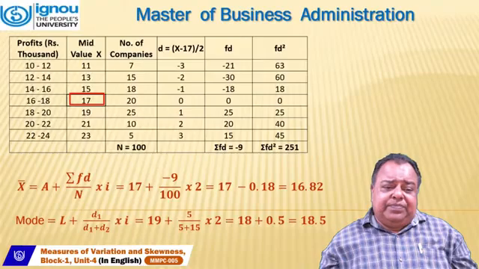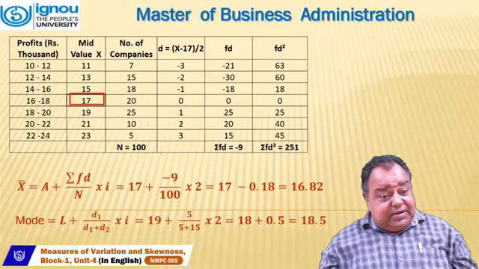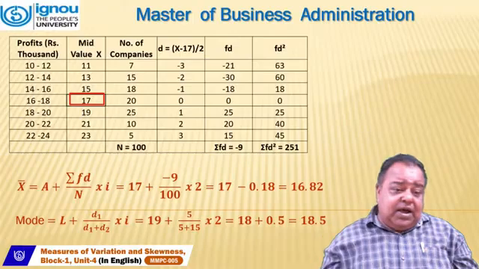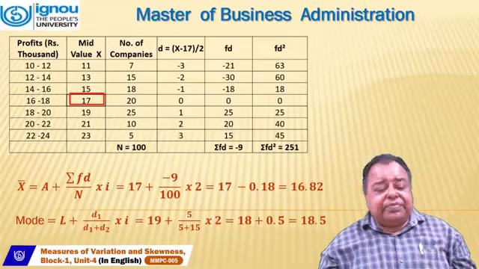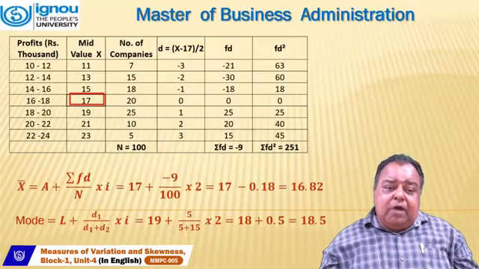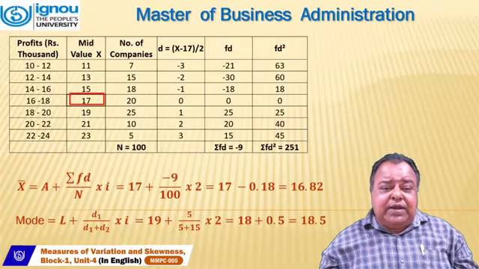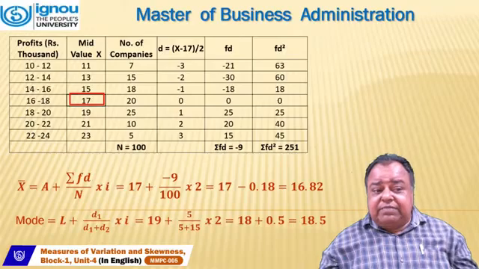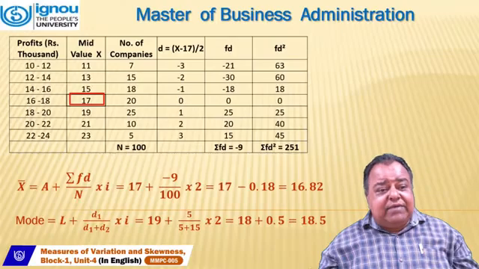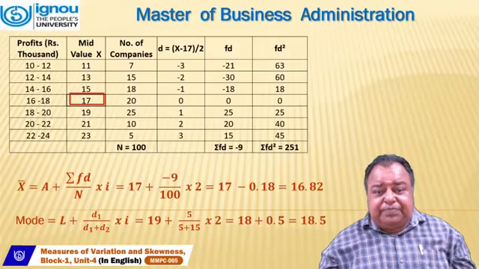At the center of the data, which has been marked with a red box, 3 terms are above it and 3 are below. So we will be assuming this mid value as 17. Now, column number 4. We have to evaluate D is equal to x minus 17 divided by 2. That is, if you remember the formula, D is equal to x minus A upon i. So i is the difference between 12 and 10, that is 2. X is the mid value, and 17 is what we have as 0.